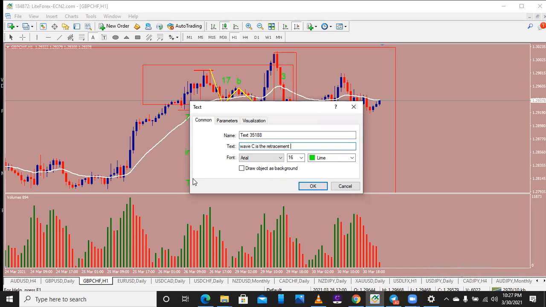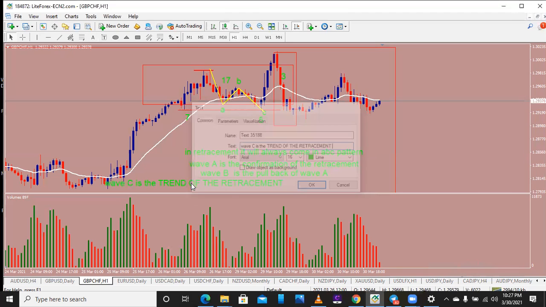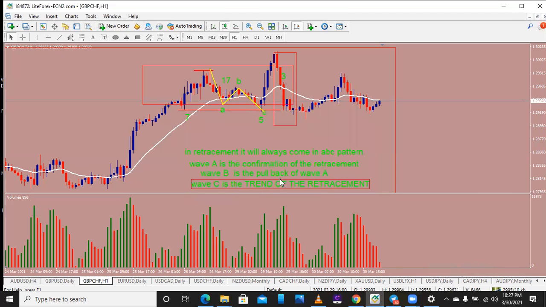Wave C is always the trend of the retracement. So you want to be trading on the wave C of every trend retracement. But that is not what we are looking at. We are trying to look at the body momentum. That's what the numbers, the letters rather, you are seeing on my YouTube channel, are about.